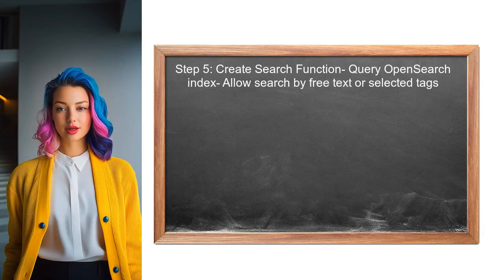Finally, the user can create a search function in their application that queries the OpenSearch index. This function should allow users to search by free text or select tags to retrieve related elements.